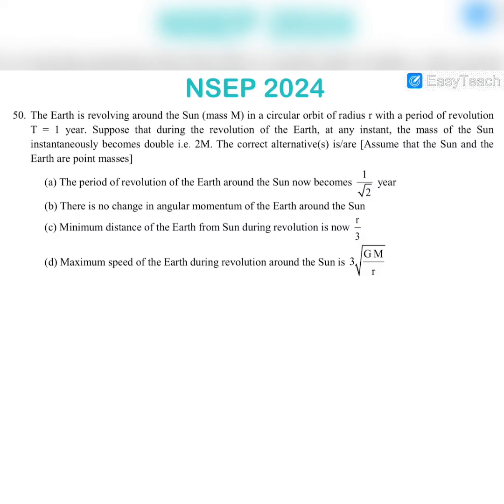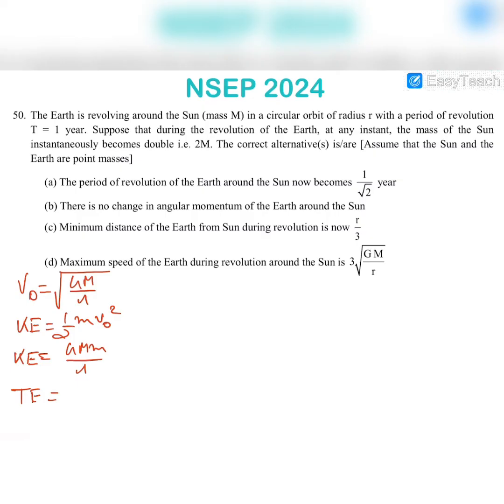So obviously, just before doubling the mass, the orbital velocity of earth will be under root of GM by r. And the kinetic energy of the earth will be half m v naught square, which is GMm by 2r. Now just after doubling the mass, the total energy will be the sum of potential plus kinetic. So if suddenly the mass is doubled, then kinetic energy would not be changed at that instant, and the potential will change because mass is doubled.